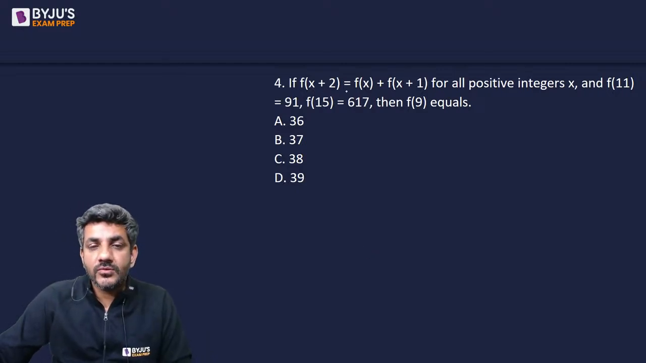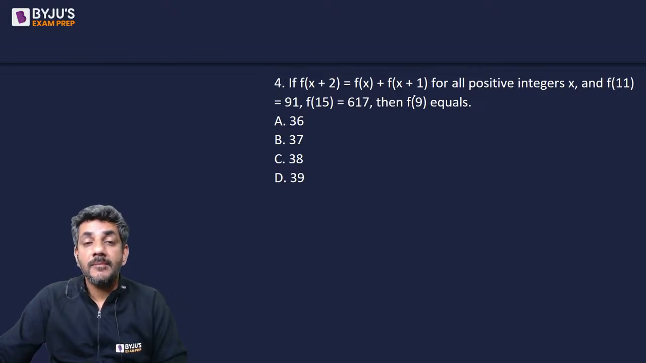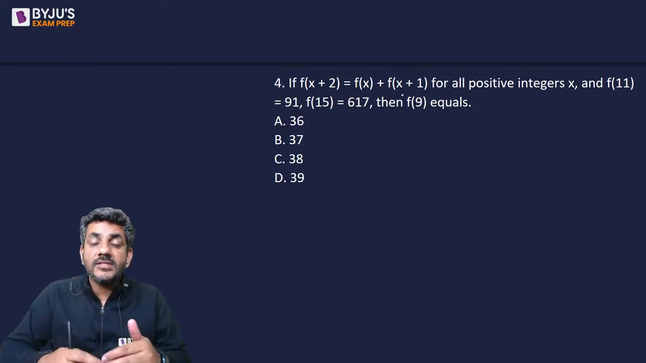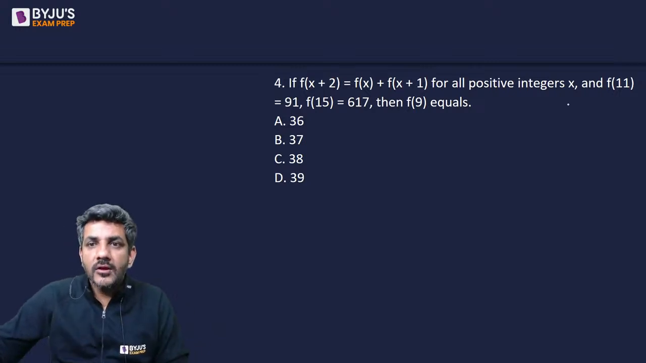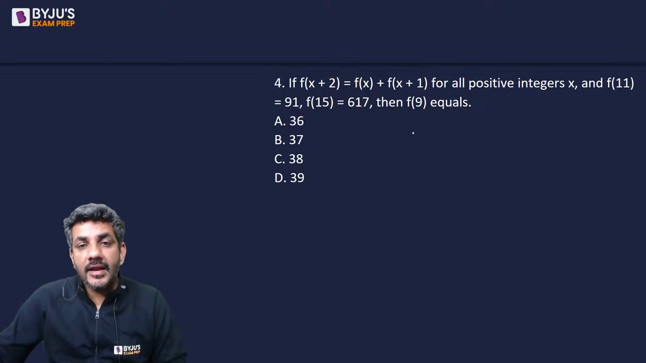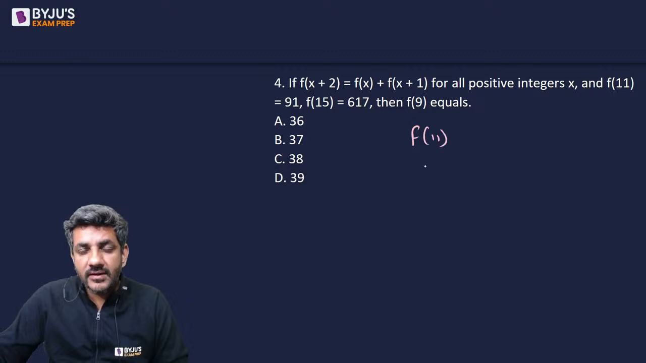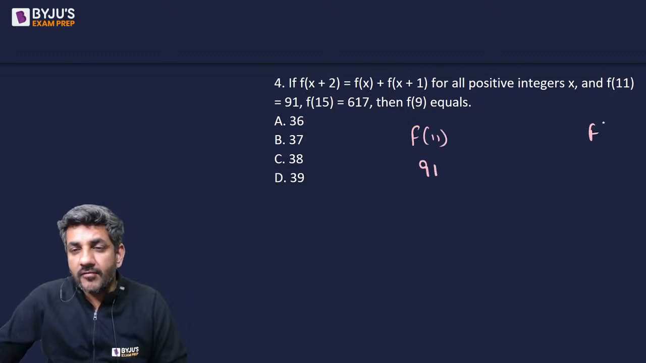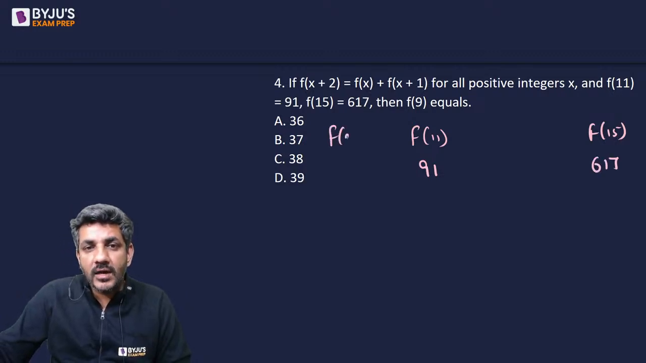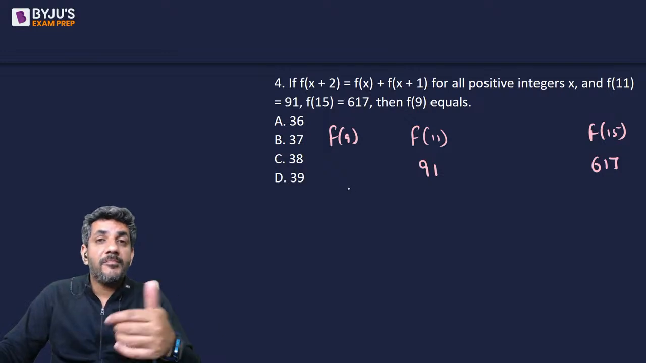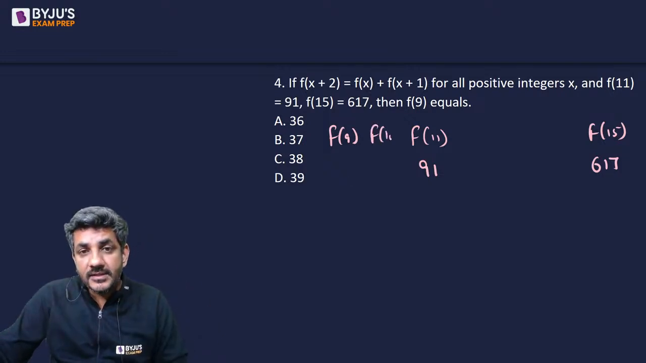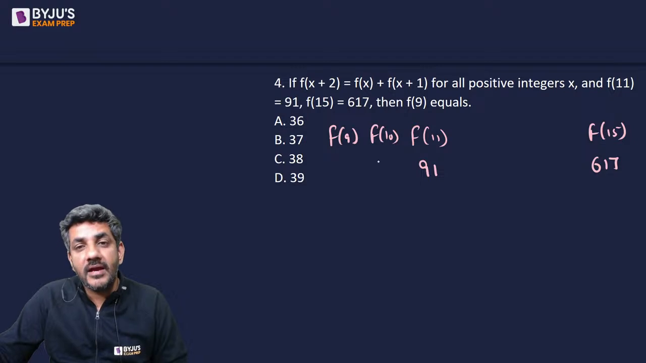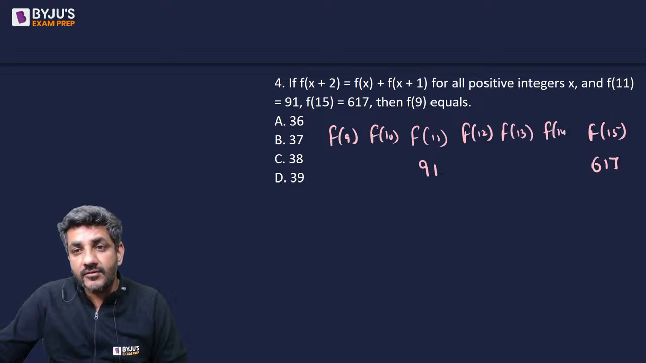f of x plus 2 is f of x plus f of x plus 1. So basically a function is the sum of previous two functions for all positive integers x, and f of 11 is given as 91, f of 15 is given as 617. The question is asking you f of 9. So that means f of 9 plus f of 10 will be f of 11. f of 10 plus f of 11 would be f of 12. And similarly, I will have f of 13, f of 14 as well.